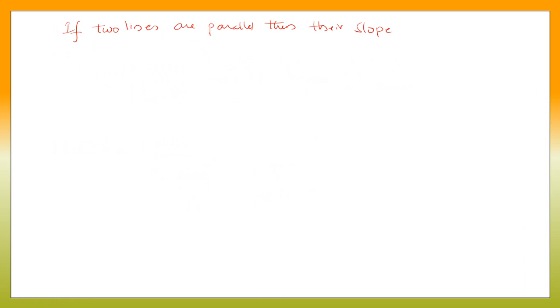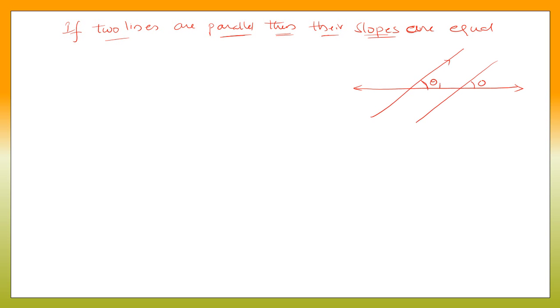So this is the most important point: their slopes are equal. This is the most important point we need to remember. If you know a parallel line, then that parallel line's slope will be equal to the next line's slope. Suppose I consider the x-axis, and this is my angle theta 1. This is the inclination made by my line. If I draw one more line parallel to this, I consider this angle as theta 2.